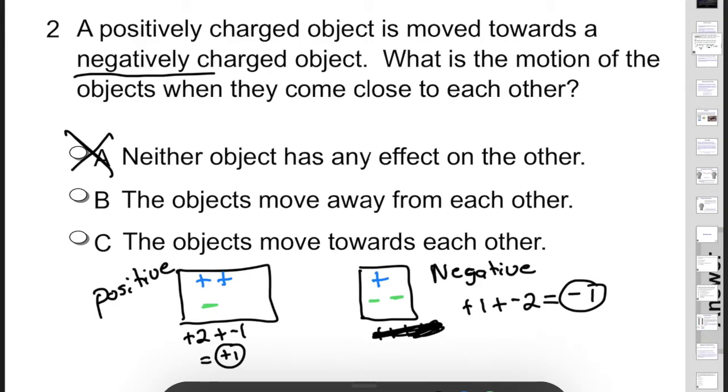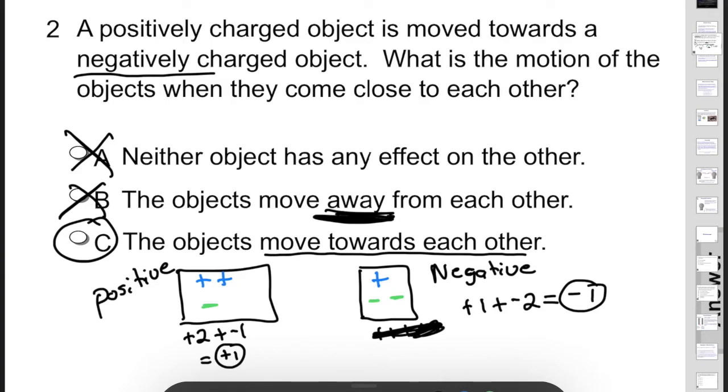The objects move away from each other. This is wrong again, because they are going to move away from each other when both have the same charge, like positive and positive or negative and negative. If they are positive and negative, they are not going to move away from each other. And letter C, that is the right one, see right here. They move what? Together, toward each other.